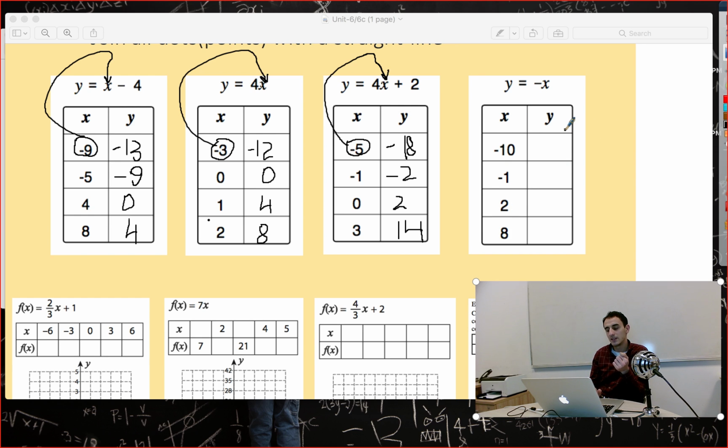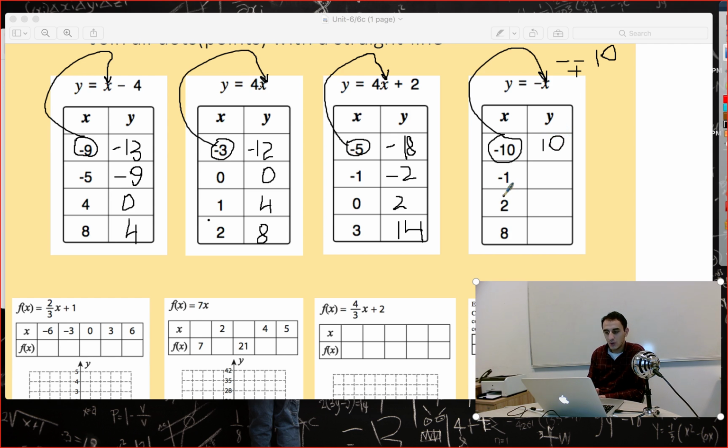The last table. The rule here is take the inputs, change their signs, and here it is. This is your output. Just change the input's sign and write it again. Okay? Here we have negative 10. If we put negative 10 here, we'll have negative negative 10. Okay, and these two negatives will be positive. We'll have positive 10.